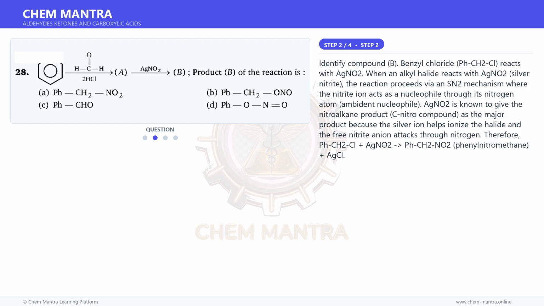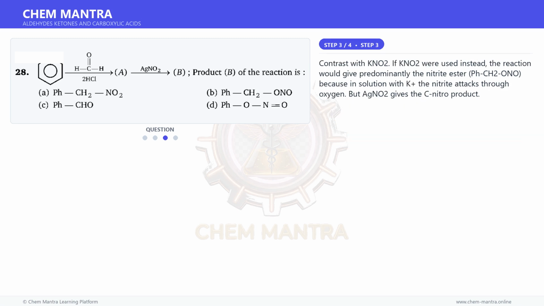AgNO2 is known to give the nitroalkane product, the C-nitro compound, as the major product because the silver ion helps ionize the halide and the free nitrite anion attacks through nitrogen. Therefore, PhCH2Cl plus AgNO2 gives PhCH2NO2, phenylnitromethane, plus AgCl. Moving on to the next step.